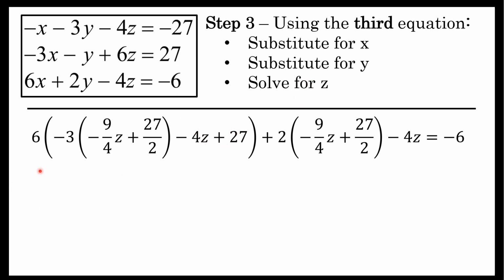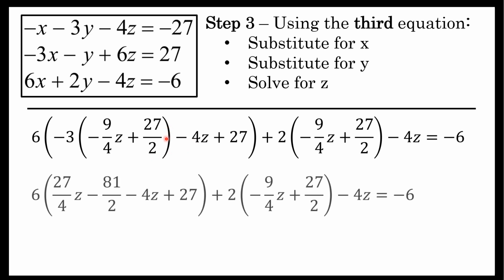To solve for z, I'm going to have to use the order of operations, work from the innermost grouping symbol out, and this is going to involve first distributing a -3. Distributing a -3 results in -3 times -9/4 z is positive 27/4 z, minus -3 times 27/2 is -81/2. Then there's a -4z, a plus 27, and I haven't done anything with the rest of this equation at this point. All that has happened on the screen so far is the distribution of -3.